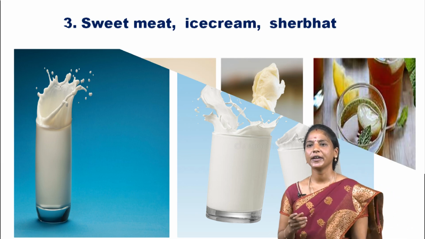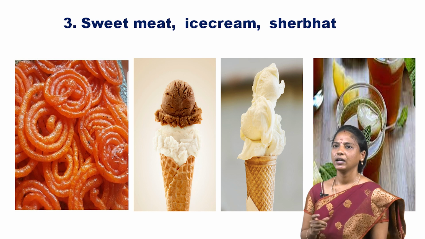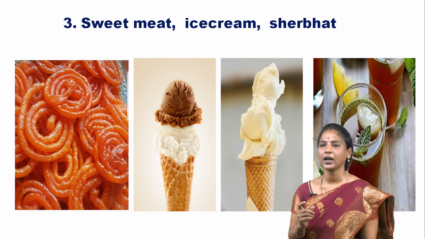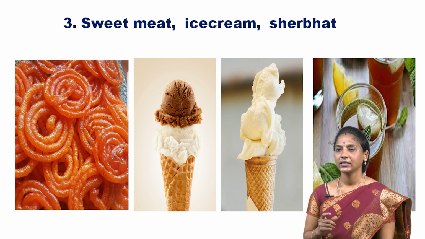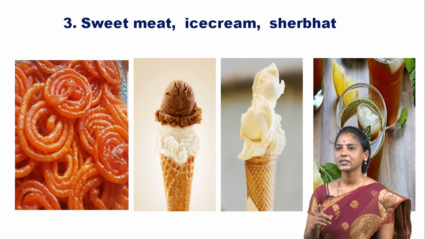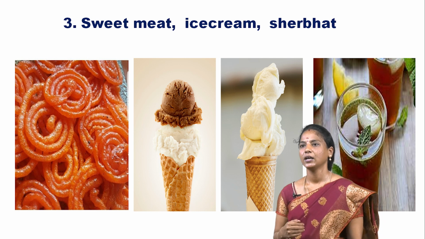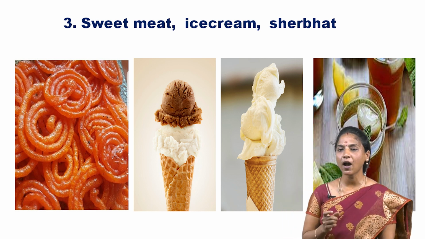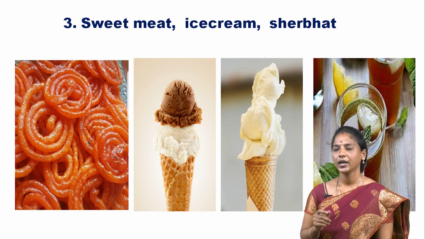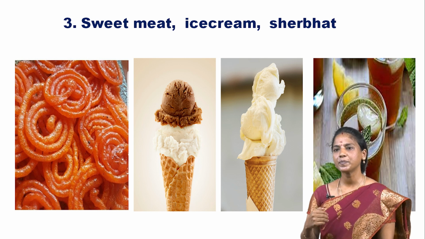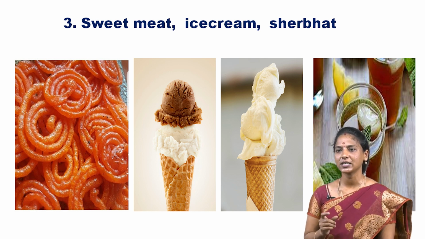Next one, sweetmeats, ice cream and sherbet. The adulterant is metanil yellow or a non-permitted coal tar dye. The method of detection: first, extract color with lukewarm water from the food article and add a few drops of concentrated hydrochloric acid. If a magenta red color develops, the presence of metanil yellow is indicated.